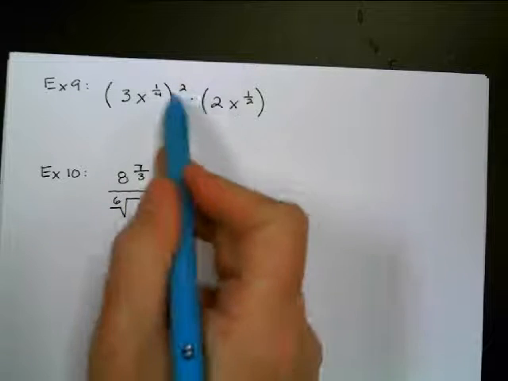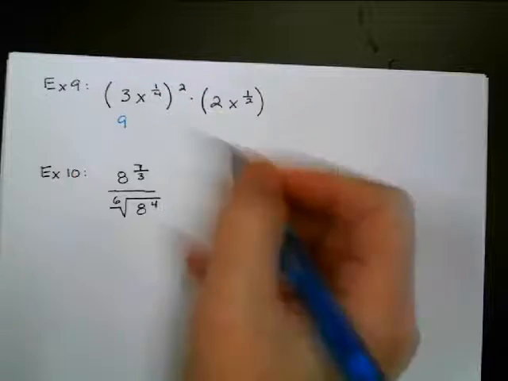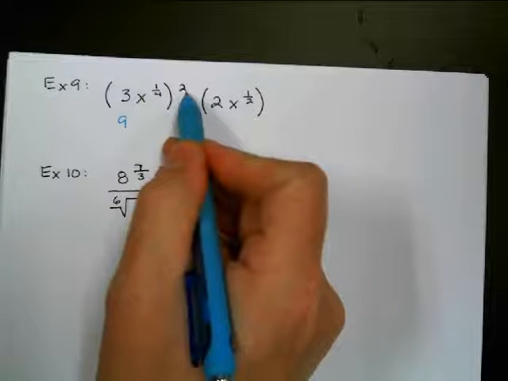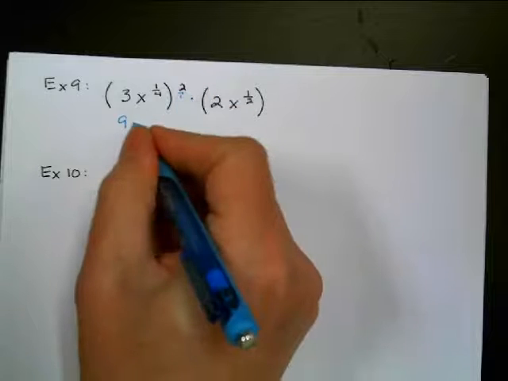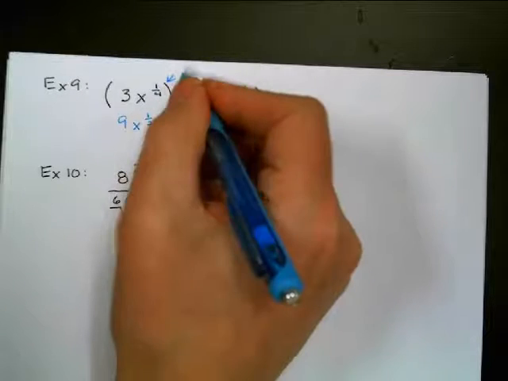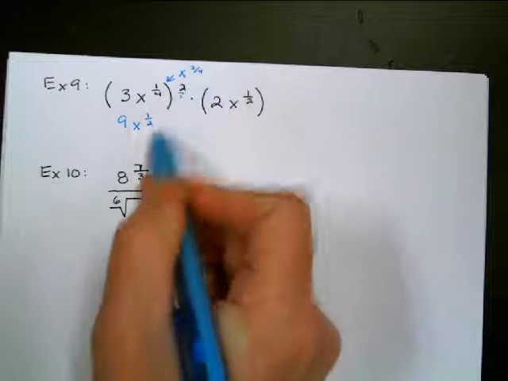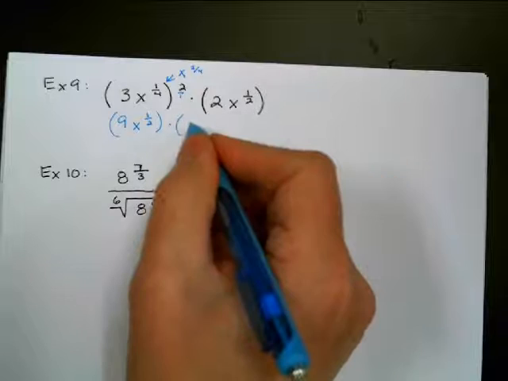So I've got to take 3 to the 2nd power, so that's 9. And then remember we multiply here. So 1/4 times 2 over 1. So that'd be 2/4, which is 1/2. Because when we multiply it, we get x to the 2 over 4, and then 2 over 4 is 1/2. All right, so now I can multiply by 2x to the 1/2.